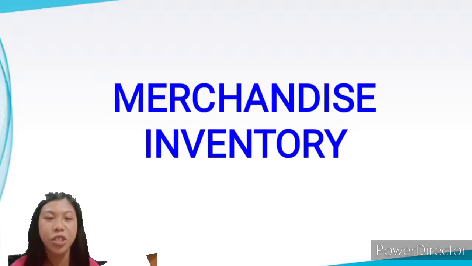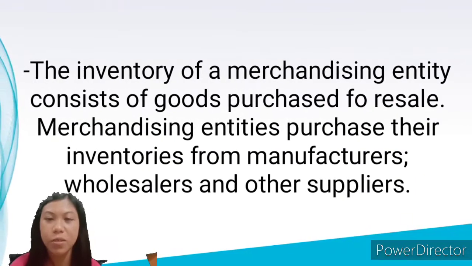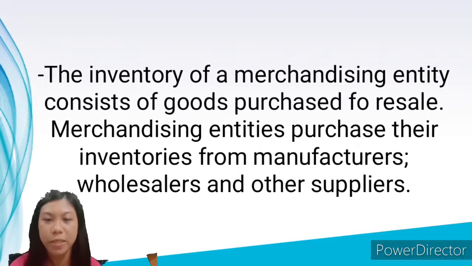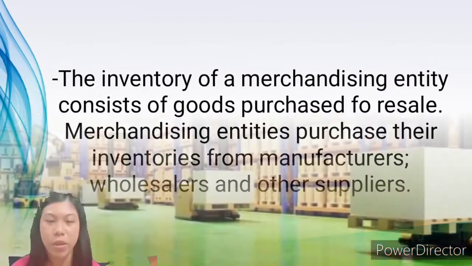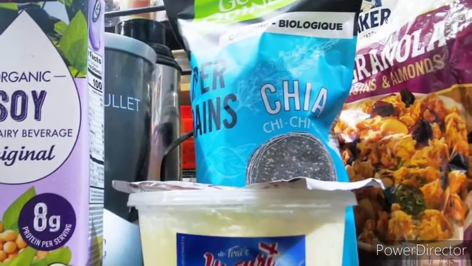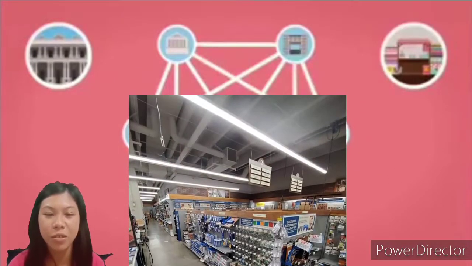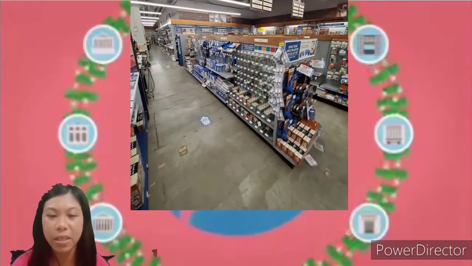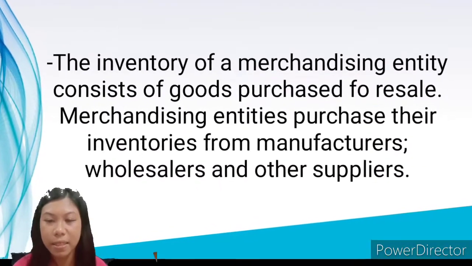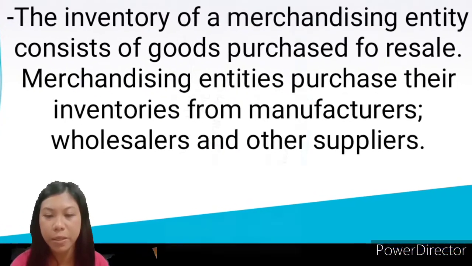I will discuss merchandise inventory. The inventory of a merchandising entity consists of goods purchased for sale. For a grocery store, inventory will be made up of milk, vegetables, canned goods, and other items. For lumber and hardware, it will be plywood, nails, paints, iron sheets, cement, tools, and other items. Merchandising entities purchase their inventories from manufacturers, wholesalers, and other suppliers.